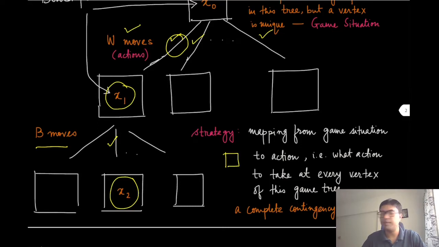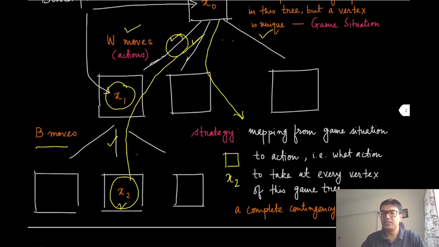They might end up having the same board position, but the game situation will be different, because that will actually trace the whole path starting from the root to that node. So when the board position is x2, this particular x2 has been reached by this particular history, by this particular game situation, x0, x1 to x2. That is the game situation. While there might be some other node which also has the same board position, but that might have been traced by a different game situation.